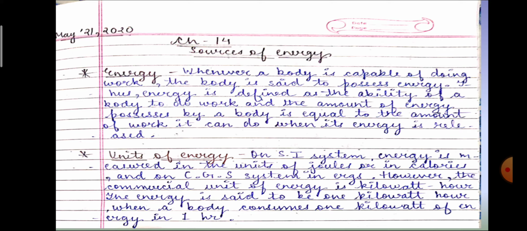Now, what is the unit of energy? In the SI system, energy is measured in the units of joules, or in calories in the CGS system. However, the commercial unit of energy is the kilowatt hour. The energy is said to be 1 kilowatt hour when a body consumes 1 kilowatt of energy in 1 hour.